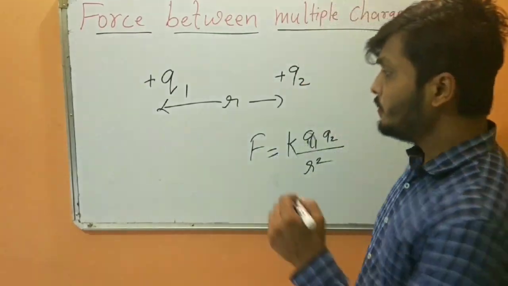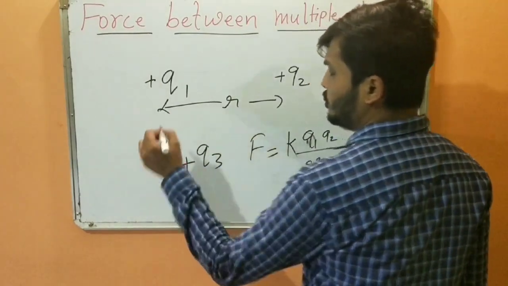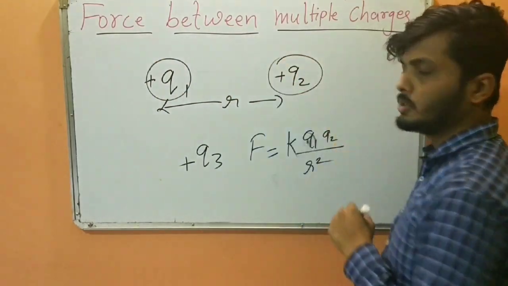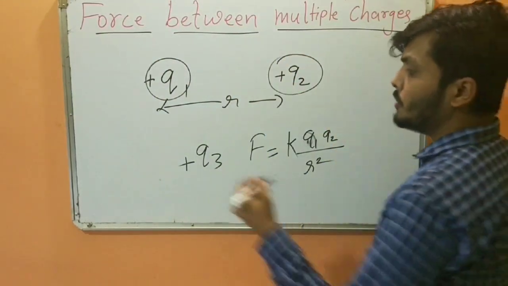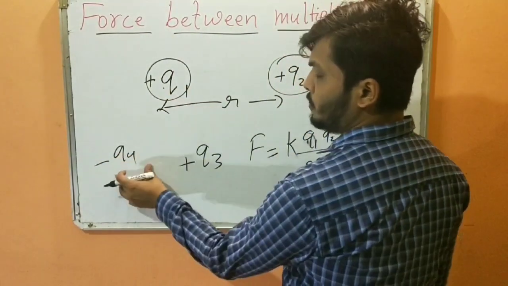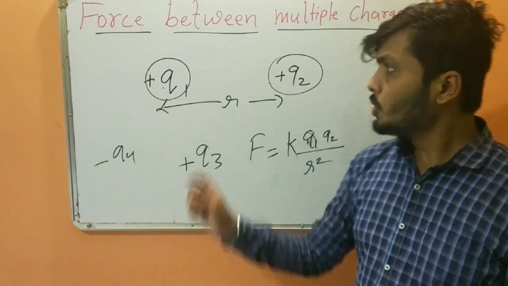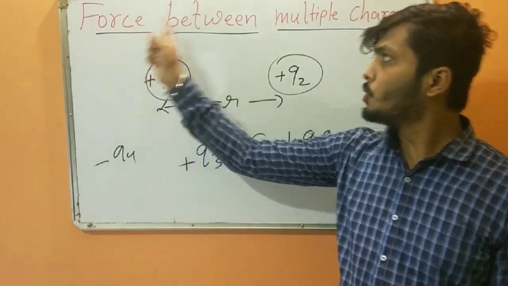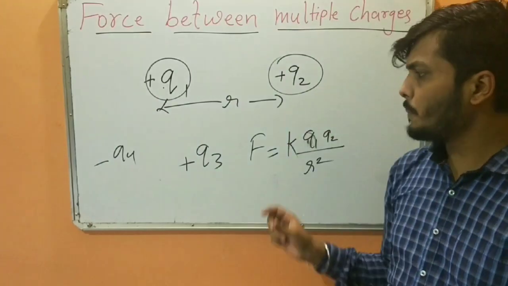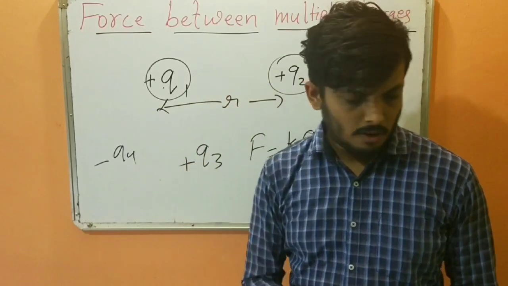But what if a third charge comes into existence here? Maybe a charge, namely plus Q3. What will be the effect on this charge, or on this charge? That we are going to study today. Or suppose one more charge, namely Q4, maybe minus Q4. What will be the effect on this charge because of this new charge? That we are going to study today. So our title for today's topic is force between multiple charges. The same electrostatic force, Coulomb's force, we are going to apply, but now for multiple charges, where we have more than two charges, right?